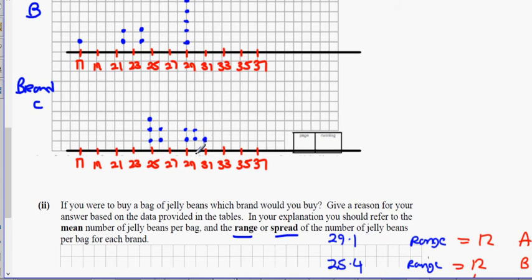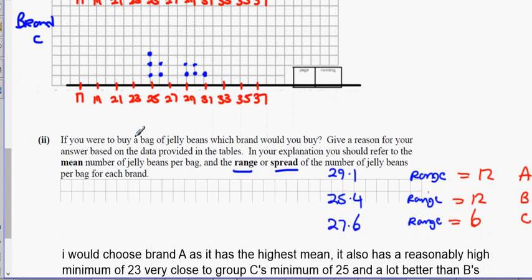Now here's what I'm going to do, guys. I'm going to do 2 things, okay? If you were to buy the bag of jelly beans, which brand would you buy? Give a reason for your answer based on data provided in the tables. In your explanation, you should refer to the mean number of jelly beans per bag and the range or spread.